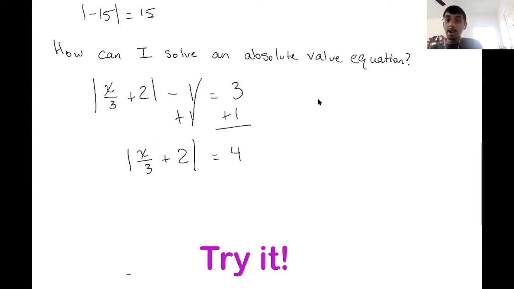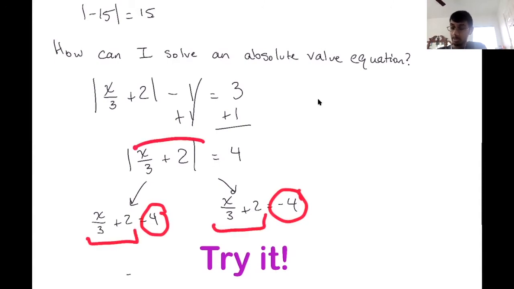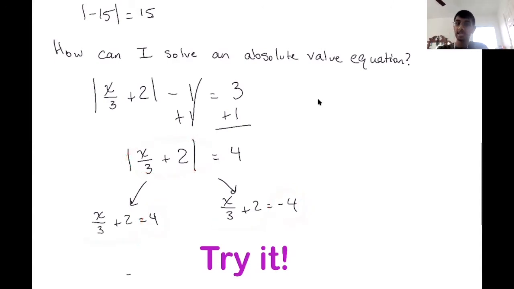Again, we'll set our two equations as we normally do. So we have x over 3 plus 2 is equal to 4, and then x over 3 plus 2 is equal to negative 4. And now we'll just solve both of those. Again, I just want to make sure you guys understand that you're setting a positive 4 over here and a negative 4 over here, but this stuff stayed the same as it did over here. So just keep that in mind.